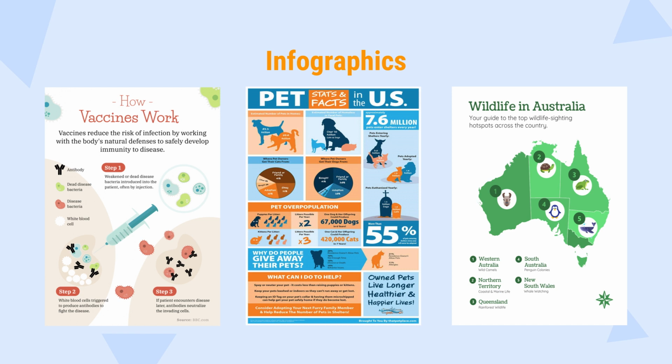Infographics, if you ask me, are the best way to do this, even without verbal elaboration on the topic. For example, the 3 examples that are up here. How vaccines work. It's really clear, visually appealing. It has a lot of information, step by step. And other than that, it has also been clearly structured.